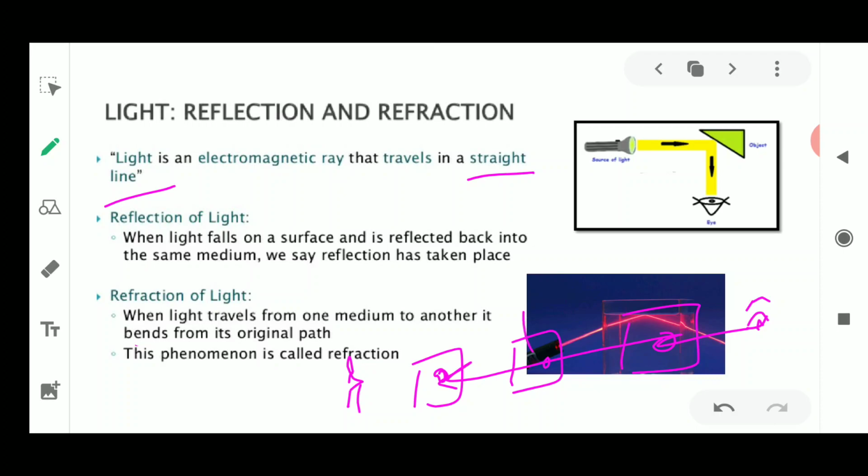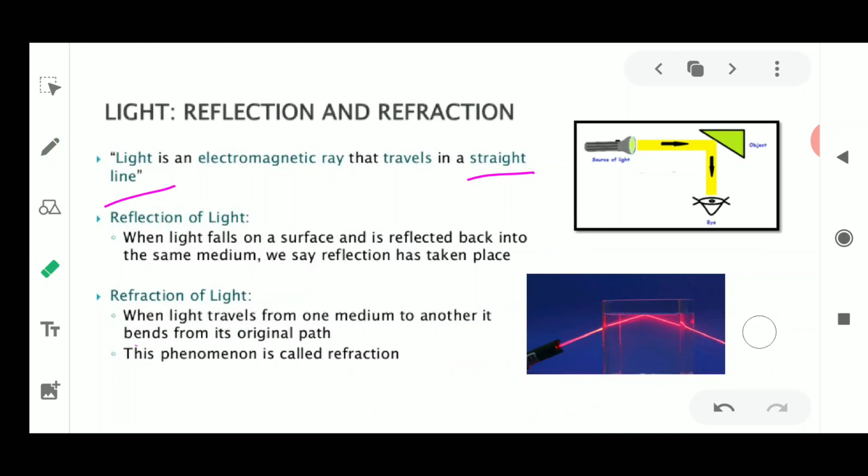Once you shift any of these cardboards to the left or to the right, are you able to see the flame of the candle? No, you're not able to see it. Why was this happening? Because light travels in a straight line. If light had traveled in a zigzag manner, it would have reached your eyes anyhow, but it was not reaching your eyes. That means light always follows the path of a straight line.